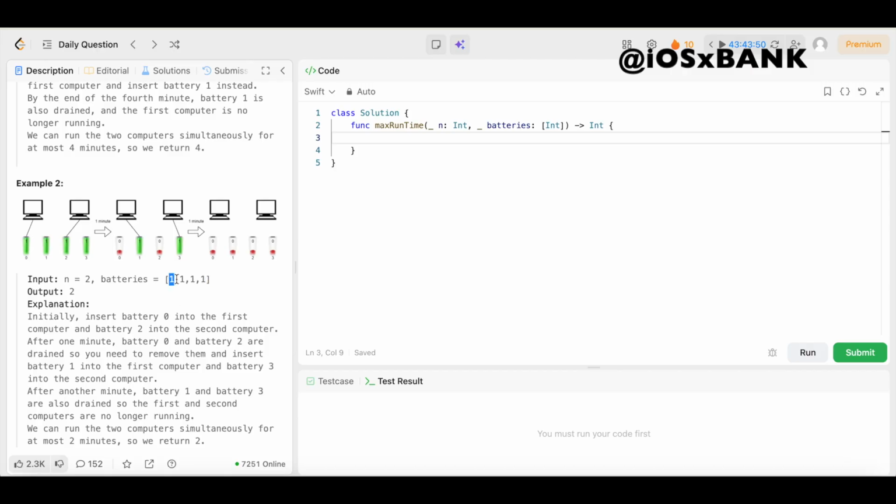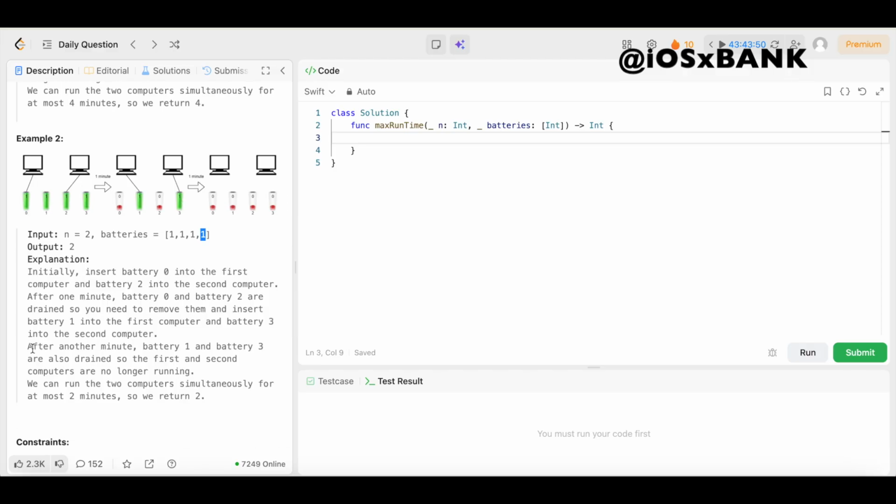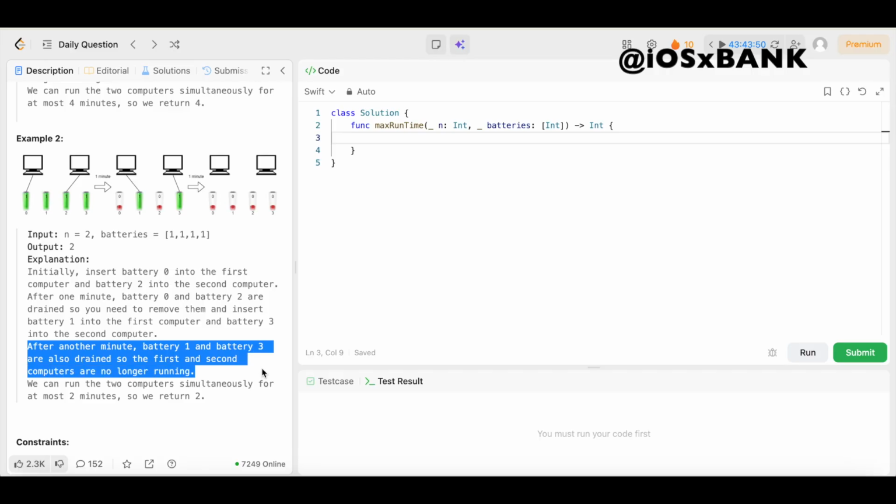After the first minute, this battery is done and this battery is done, so we insert this battery and this battery. That's going to give us 1 more minute for each computer. After another minute, battery 1 and battery 3 are also drained, so the first and second computers are no longer running. We can run the two computers simultaneously for at most 2 minutes, so we return 2.